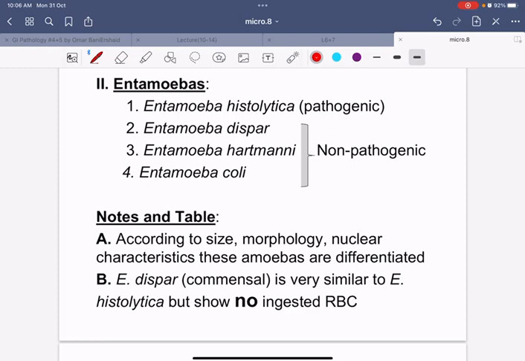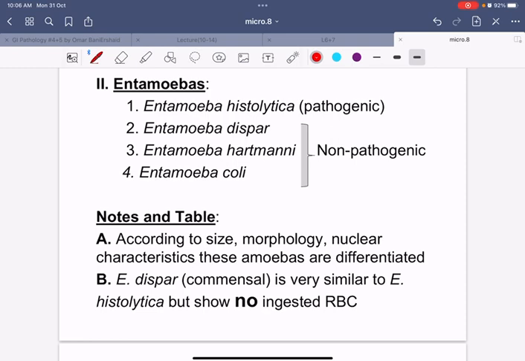Okay? And Entamoeba hartmanni and Entamoeba coli. And we always differentiate between Entamoeba histolytica, Entamoeba dispar, Entamoeba coli, both from the trophozoite point of view and from the cyst point of view. And we will learn how to differentiate between them.